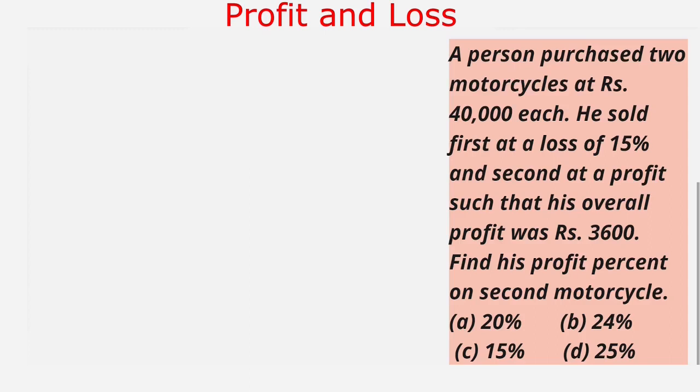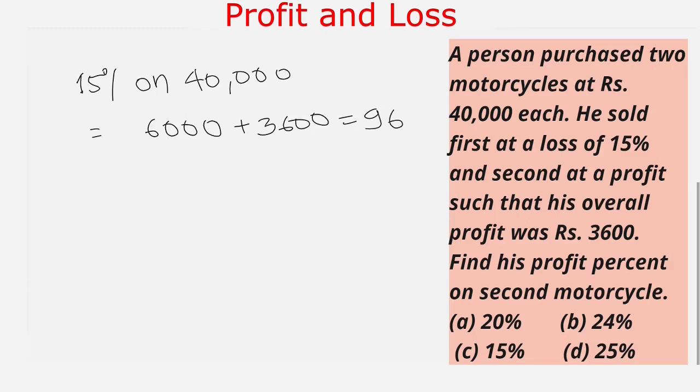Now I am putting up all these steps which I have narrated orally so that you can understand how it was solved. 15% of 40,000 is 6,000. That was the loss on first motorcycle. First he earned 6,000 on second motorcycle and then 3,600 more, as the overall profit was 3,600. So 6,000 plus 3,600 equal to 9,600. Therefore 9,600 is the profit on 40,000.